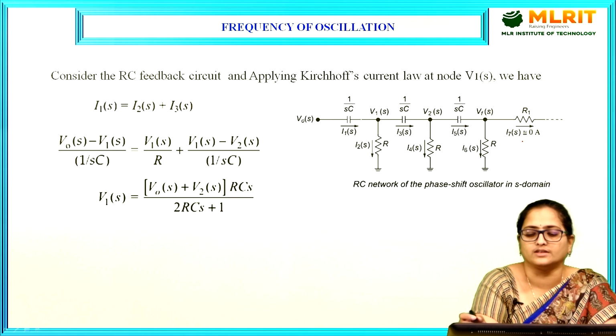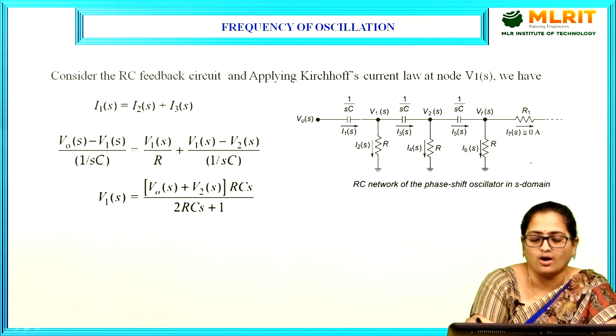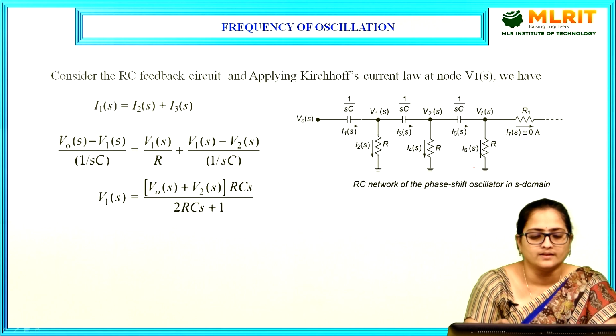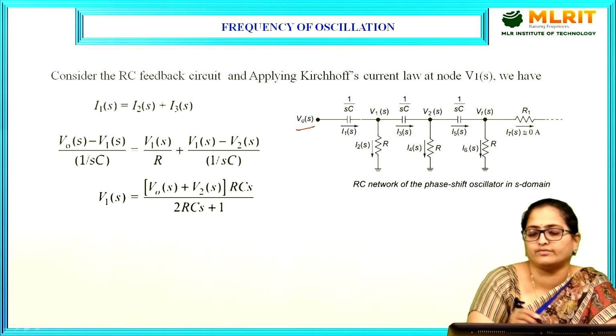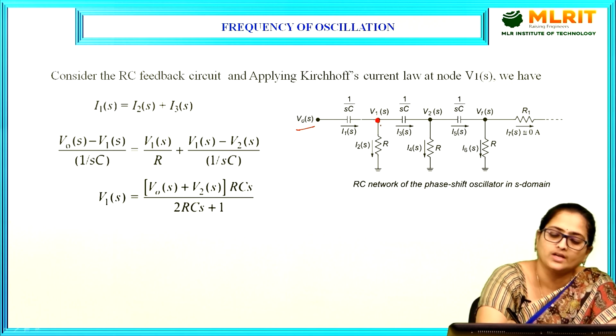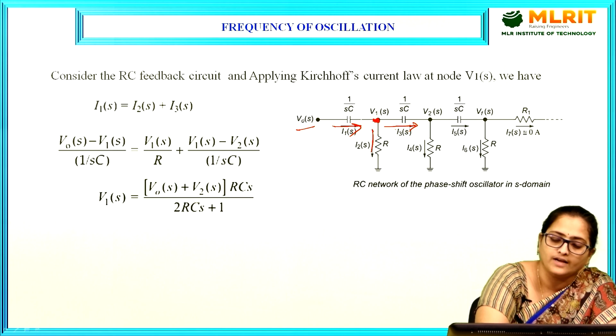Now, let us consider the RC feedback network which is connected from the output of the op-amp to the input of the op-amp, where the op-amp acts as an amplifier here. Let us consider V0(s) as the input for the RC phase shift network. At this node, the voltage is V1(s). If we apply KCL across this node, the current entering the node is I1(s). The current exiting from this node will be I3(s) and I2(s).